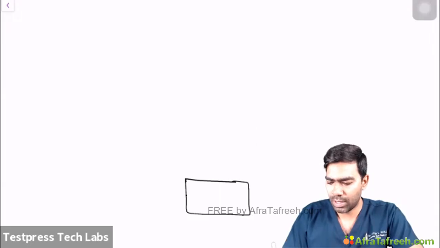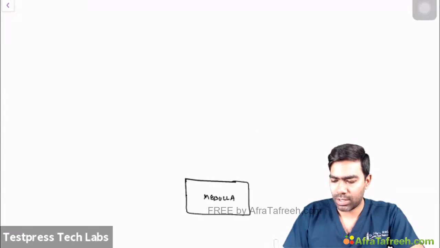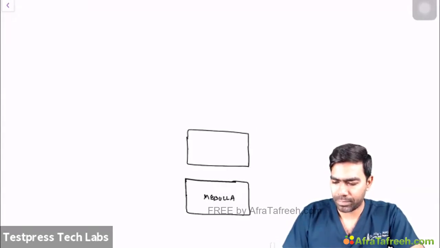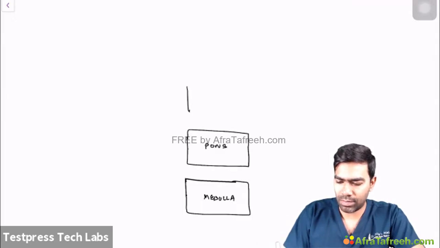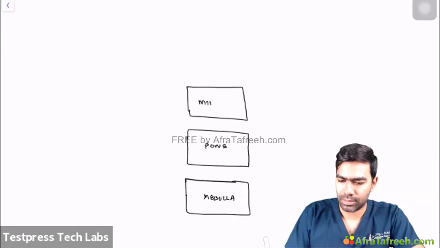One is going to be the, probably I can talk about the medulla to start with. And you have the pons, and then we are going to have the midbrain. I need you guys to understand the basics first, then we'll go to the stroke syndromes, how to localize midbrain.